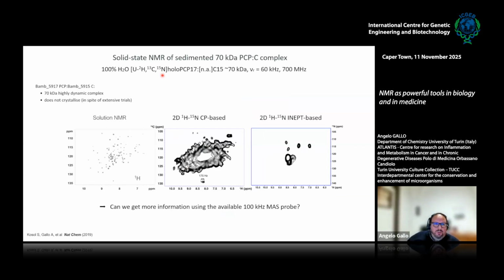Next, we perform solid state NMR sedimentation of this complex. The complex, as you can see here, is 70 kilodalton. We back exchange all the protons that are exchangeable in the protein, so mostly the amides of the PCP17 with not labeled C15. We spin our protein at 60 kilohertz at a magnetic field of 700 megahertz.